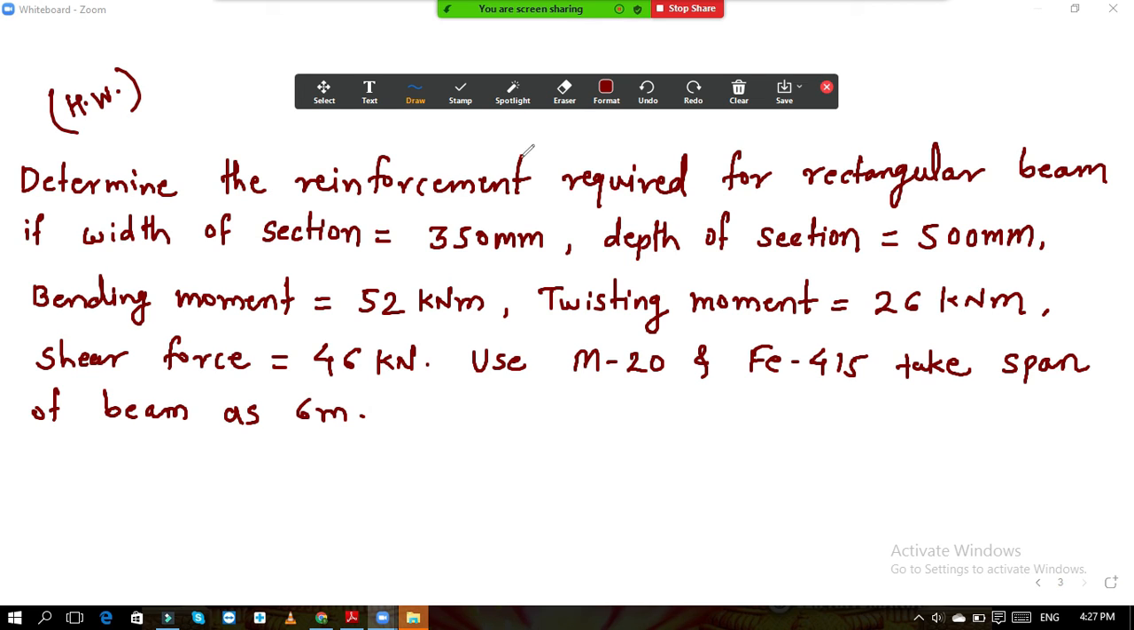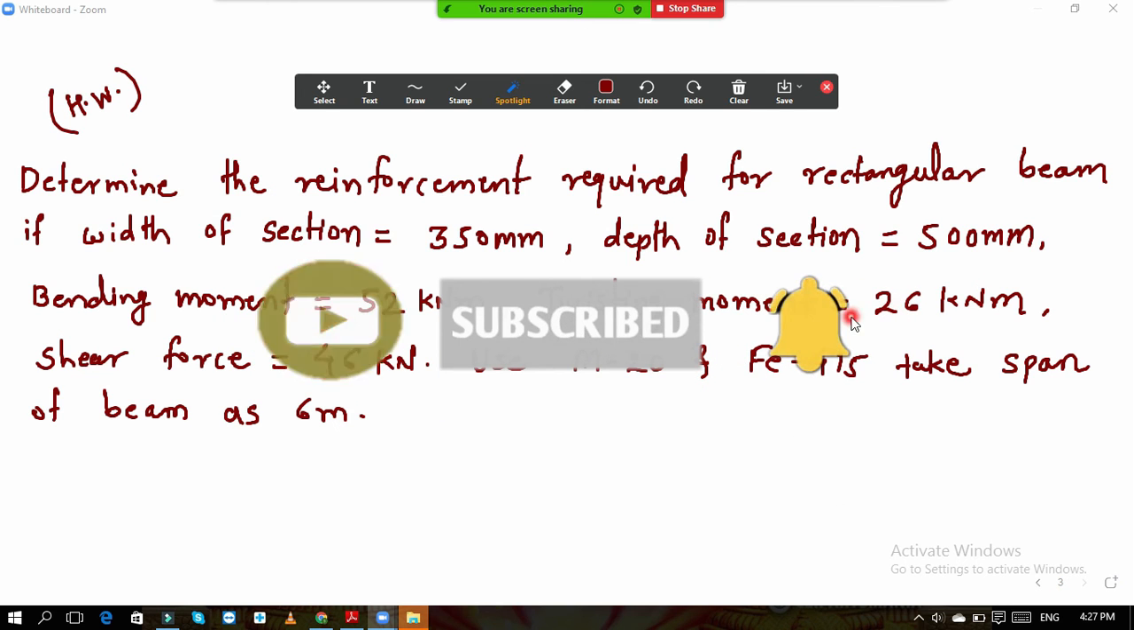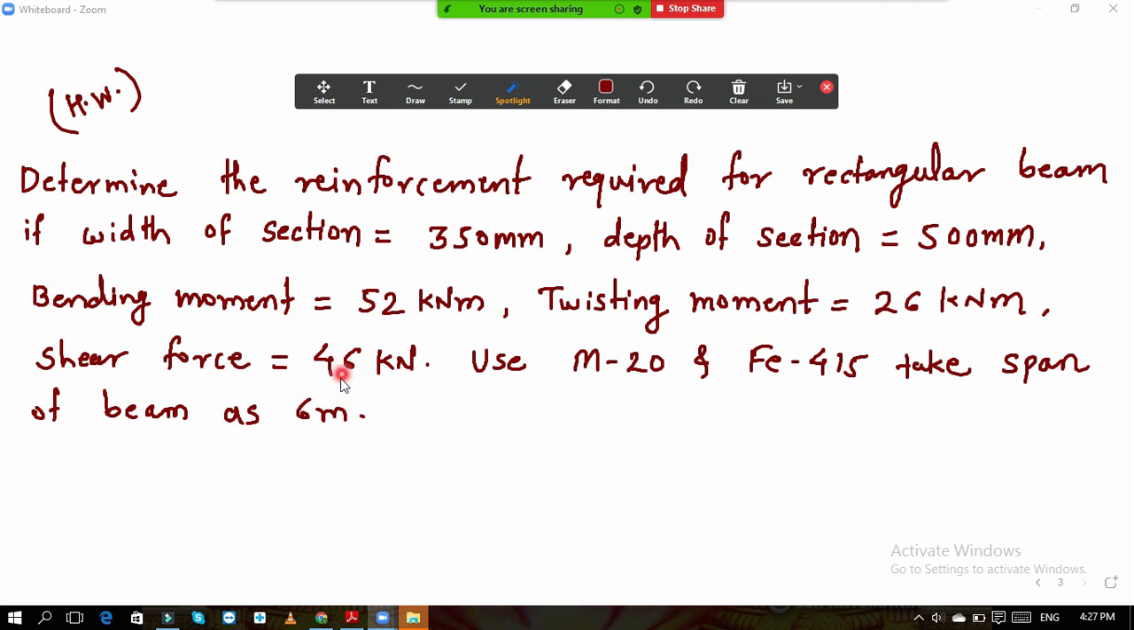In this problem I want to tell you certain things. Here they have given only the bending moment. They have not told you whether this is factored moment or ultimate moment. If only the word bending moment is there, then you need to multiply this value by 1.5 to make it an ultimate or factored moment. Similarly, only the twisting moment is given, so again you need to multiply this 26 by 1.5. For shear force, 46 is given, so again you need to multiply the shear force by 1.5, and then you will get ultimate bending moment, ultimate twisting or torsional moment, and ultimate shear force.